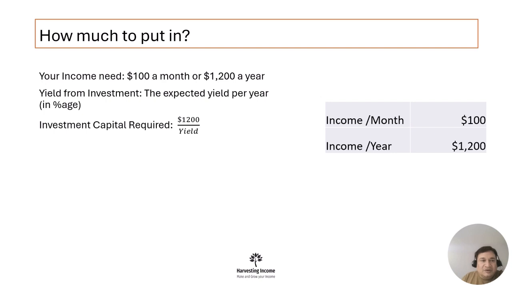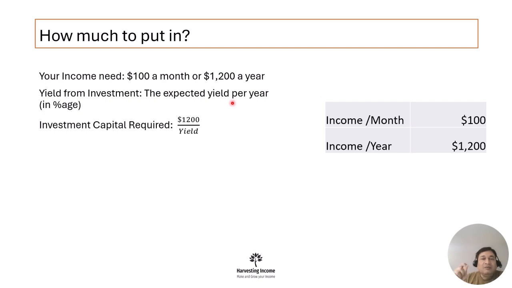Let's move on to the real numbers now. Now that we have the motivational aspects, now we know why we need to do this. We have a direction, we have a sense of purpose. How much do you put in? Like you need $1,200 a year. We already discussed this, and the yield from the investment will determine how much investment is required. And the yield is an expectation, because we are now looking at the future. In most cases, we are looking at past data, and we hope that similar performance happens in the future.